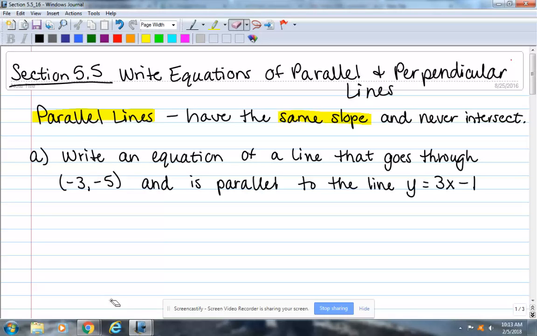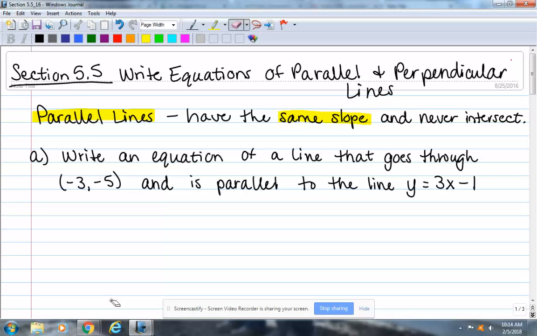Okay? For the first line, they're just going to give us 1 point that's on that line. And for the second line, they're going to tell us the equation to that line. So this is two separate lines right here. It says write an equation of a line that goes through the point -3, -5, and is parallel to the line y equals 3x minus 1. So this is two separate lines.